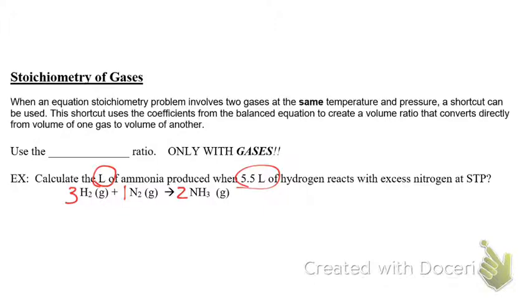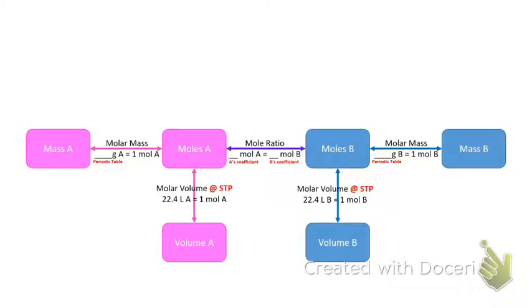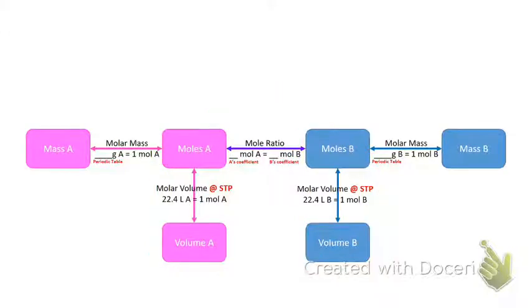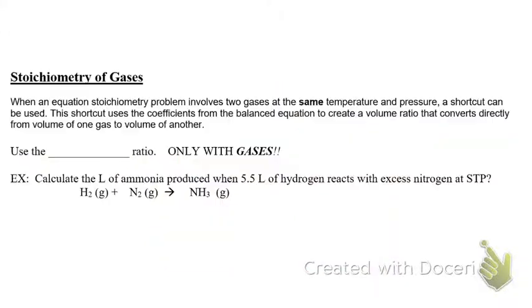So if I was getting started with this, let's look back at that map real quick, just to think about where we're at. I'm starting with liters of hydrogen, and I want to find my volume, or liters, of ammonia. So to get there, what I'm going to do is turn those liters into moles, use my mole ratio from that balanced equation, and then turn those moles into liters. So that is my plan here.